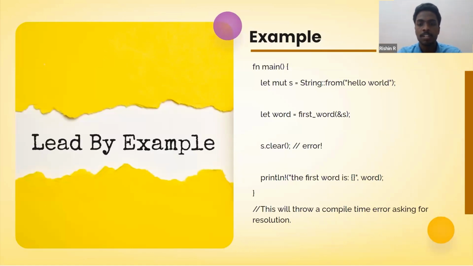Okay. So what happens is the word will contain the index of the first word, and then we clear the string. Now initially, word actually has the size or the index of the first word, right? And we clear the entire string. Now what has it got? Word has the index of the first word in the string, but the string has been entirely cleared. Now what is it pointing to? It does not have a relevant index because we have already cleared the existing string. So this would also be considered a compile time error in the case of Rust.